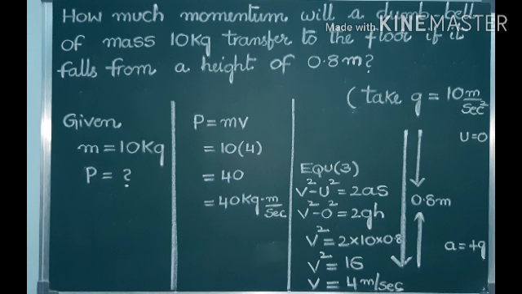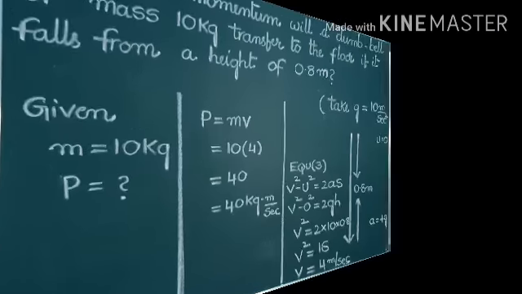The value I am going to substitute. Momentum formula P equal to mv. M is already 10 and v we recently got 4. So 10 into 4 equal to 40, and the units are kg meter per second. Thank you.